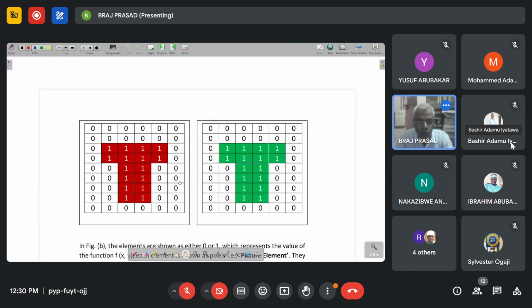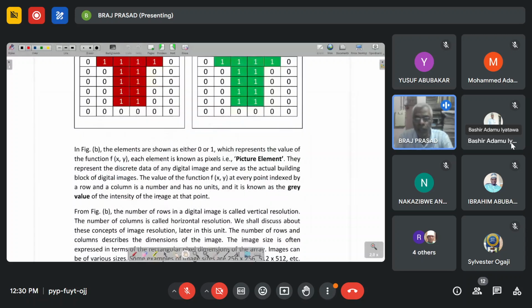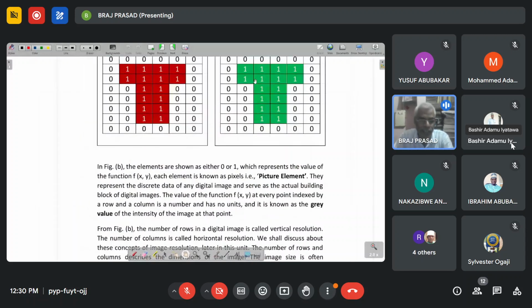Now we analyze this figure. In figure B, the elements are shown as either 0 or 1. The cell elements are shown with a value of either 0 or 1. These 0 and 1 are discrete values. So we convert the given image into a discrete form by digitization, which represents the value of the function, and that cell element has some values.